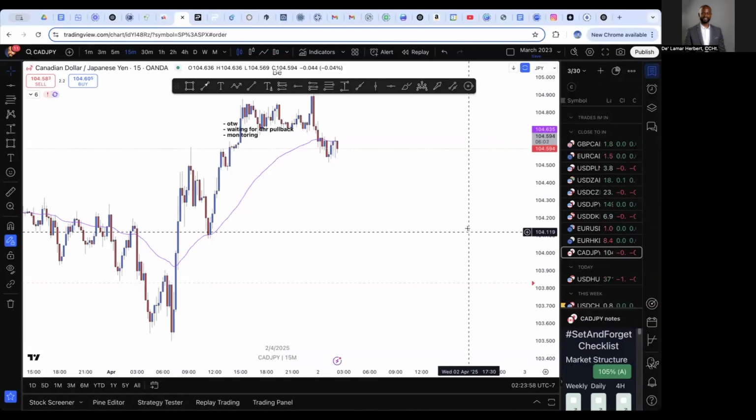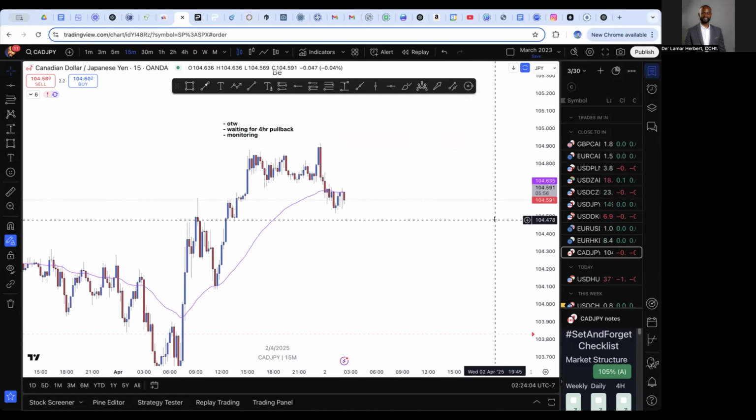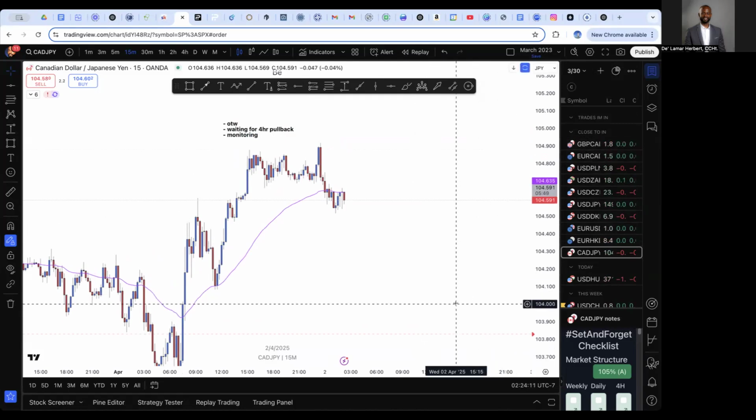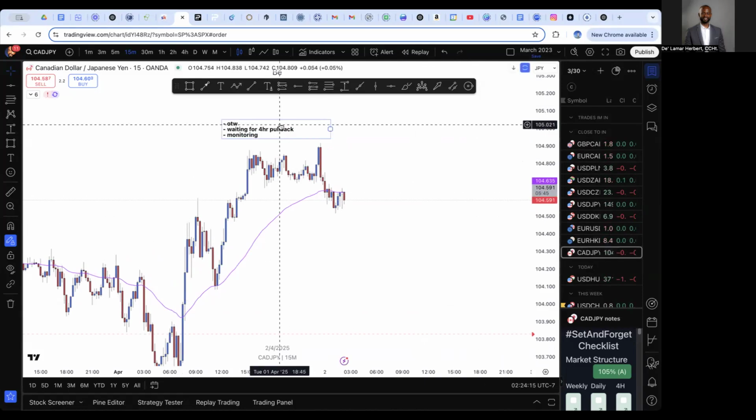Okay, today is April 2nd, 2025, and this is my daily breakdown. I have about 10 pairs that I am looking into. Okay, let's start off with CAD JPY.